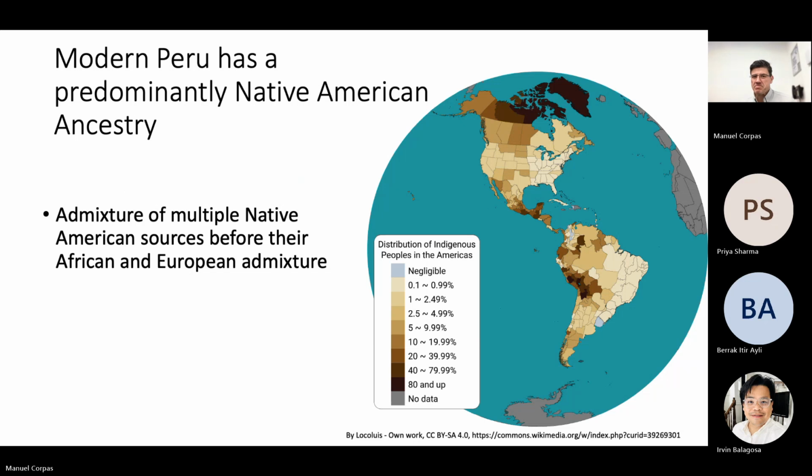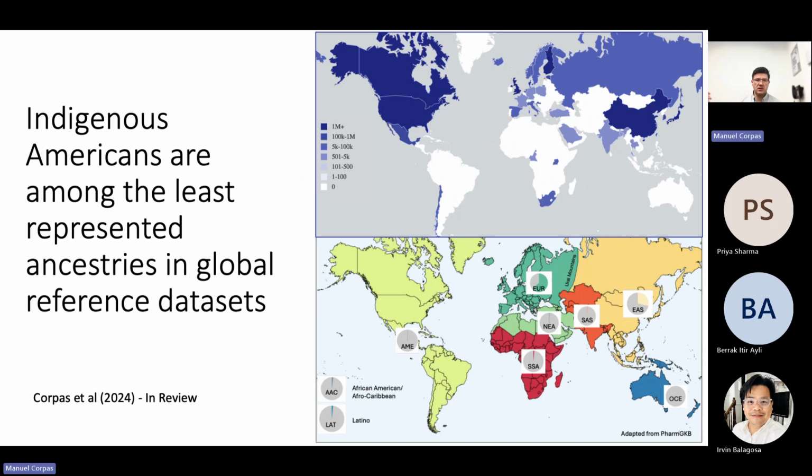Right. So now what this means is that things that have been developed for Europeans don't necessarily work for these populations. And in fact, if we look at the indigenous Americans, what the representation is across the world, they're among the least well represented in any kind of biobank that you can think of. So you can see these are, we call it the GWAS diversity monitor.